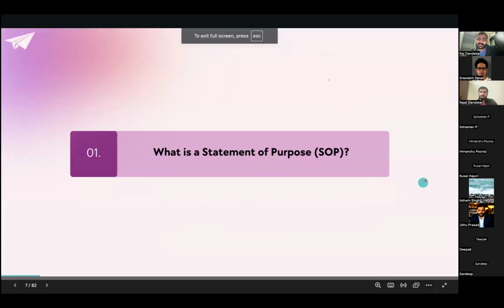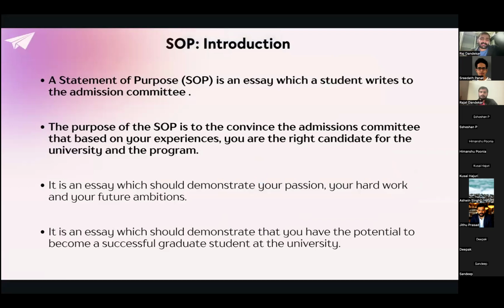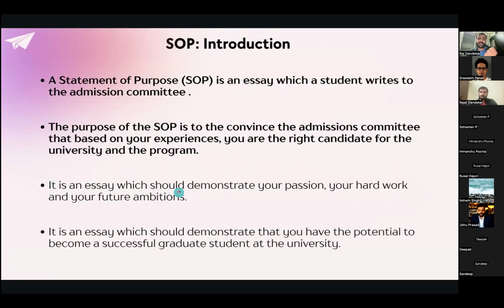So what is really a statement of purpose? The simplest way to describe an SOP is that it's that essay which you write to the admissions committee. And the purpose of the SOP is that you have to convince the admissions committee that you are the right candidate for the university and for that program. Your essay has to convince the admissions committee. So in a sense, writing an SOP is a storytelling exercise.